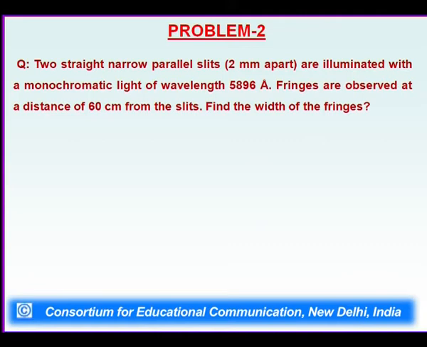Next problem. Two straight narrow parallel slits 2 millimeter apart are illuminated with monochromatic light of wavelength 5896 angstrom, which is a sodium light. Fringes are observed at a distance of 60 centimeter from the slits. Find the width of the fringes.